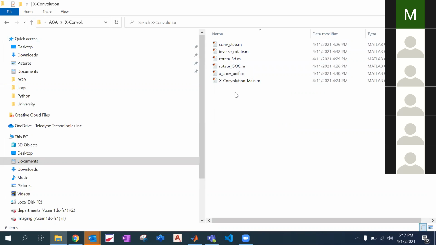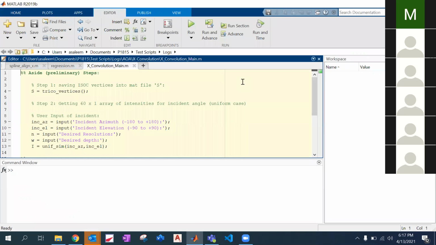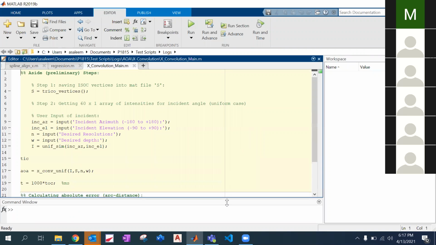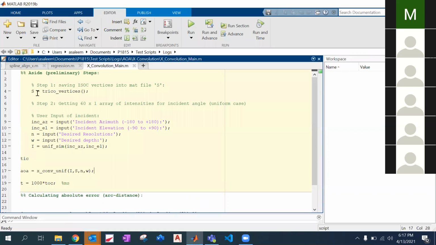So you want to run this algorithm from X convolution main. So if I open this, this is what I get. The first step is this function, S equals trico vertices. All this is getting is the map file, the 60x3 matrix of all the ISO coordinates. That's literally all that is. So I'm not going to bother opening that script because it's pretty self-explanatory.